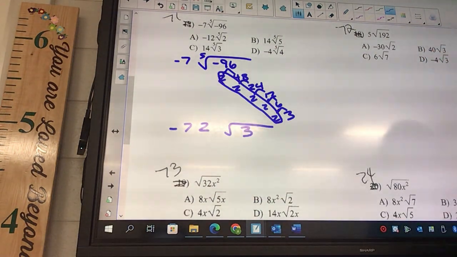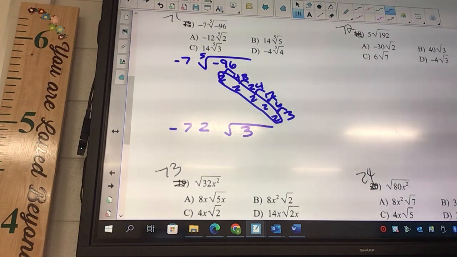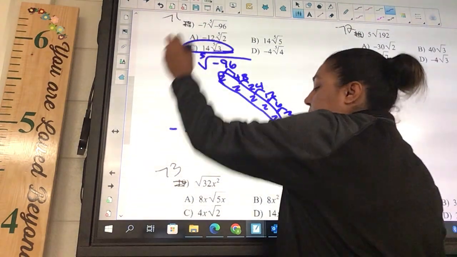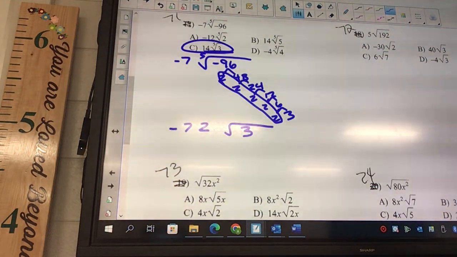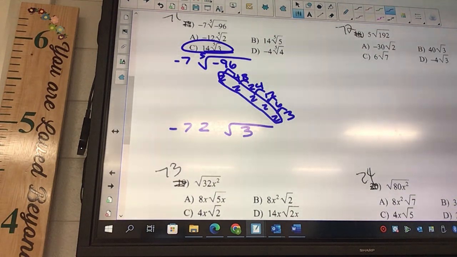Okay, without even doing any more work, what is the only one up here that has just a 3 left on the inside? C. Okay, the rest of these have variables in them. Let me tell you something. It is 10 times easier to just do the variables than it is the numbers, because the variables are tiny. Okay, and I'll show you what I mean.